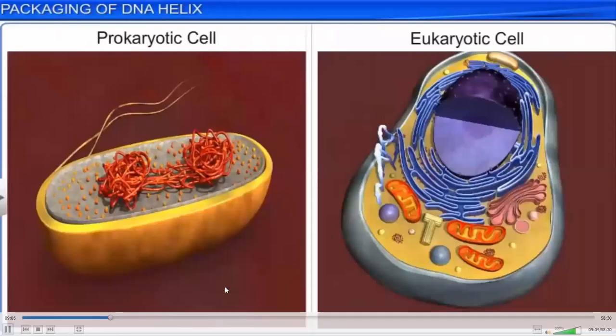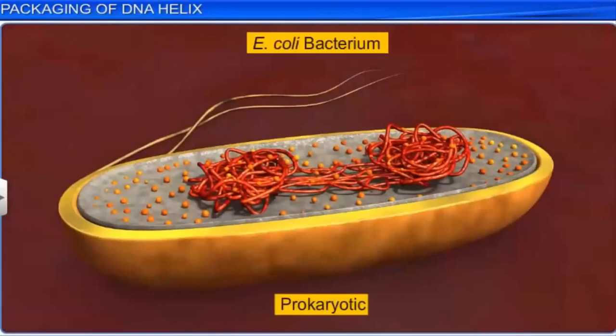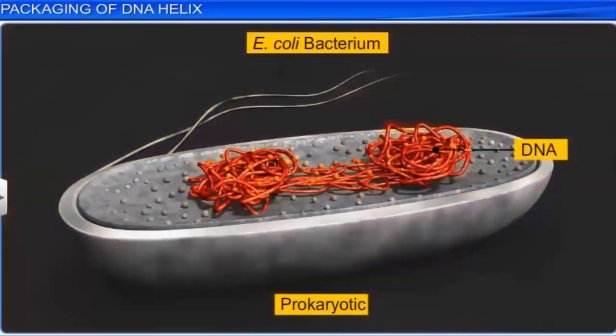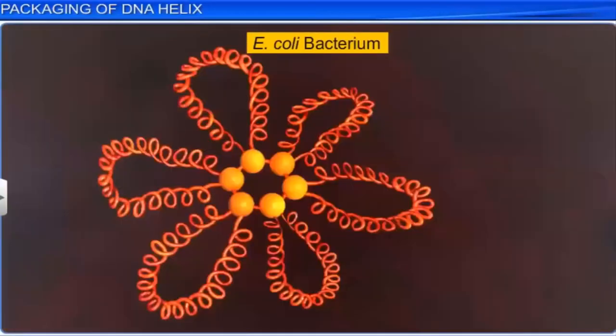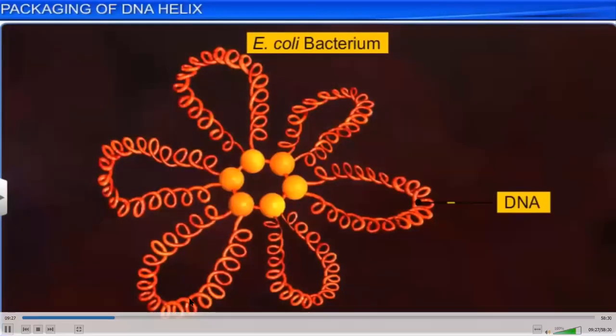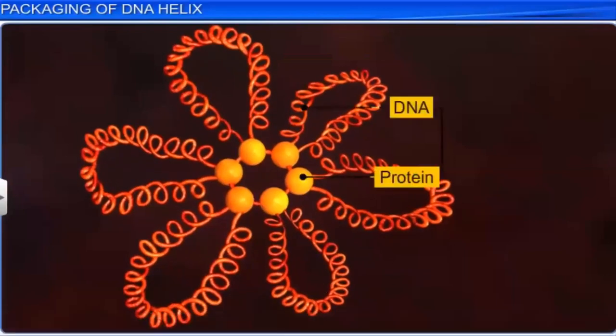Let us learn about the packaging of a DNA double helix, which is different for prokaryotes and eukaryotes. In prokaryotes such as E. coli, the nucleus is not very well defined. However, the negatively charged DNA is not scattered throughout the cell, but is arranged in large loops, held together by a few positively charged proteins in a region known as the nucleoid.